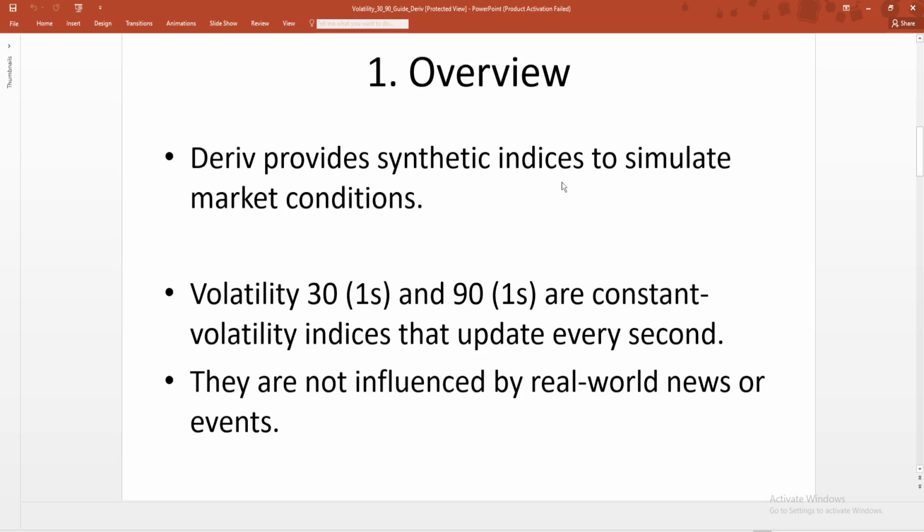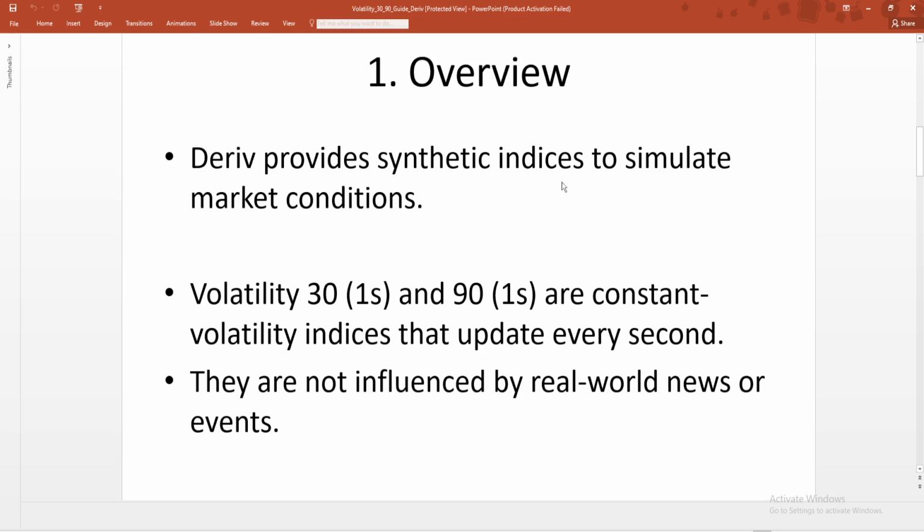So let us begin. First of all, Deriv provides synthetic indices to simulate market conditions. As I said in my previous videos, synthetic indices basically simulate market conditions. Now, Volatility 30 1S and 90 1S are constant volatility indices that update every 1 second. Any volatility with the 1S is a constant volatility that updates every 1 second. That is why I usually say the 1S volatility is the one that we want to trade as traders, the one that we want to look up to.